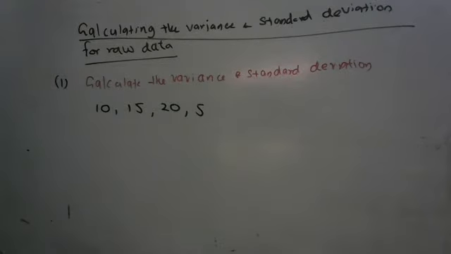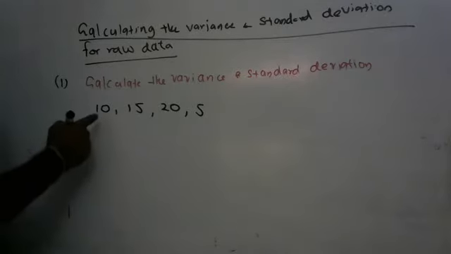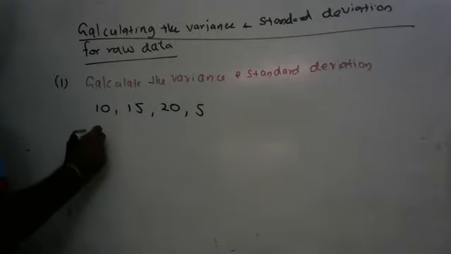Now you can calculate the variance and standard deviation. How do we calculate them? First we have to find the variance. After that we can find the standard deviation easily. Write down the formula.